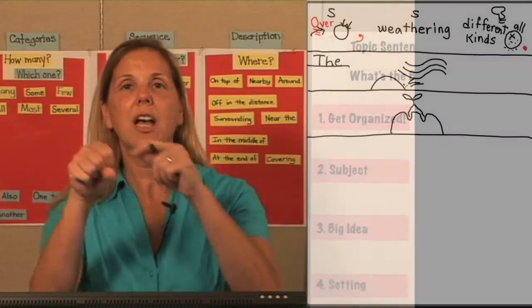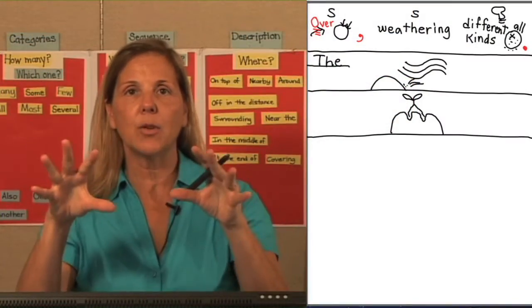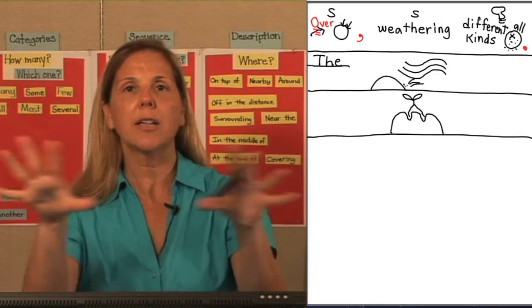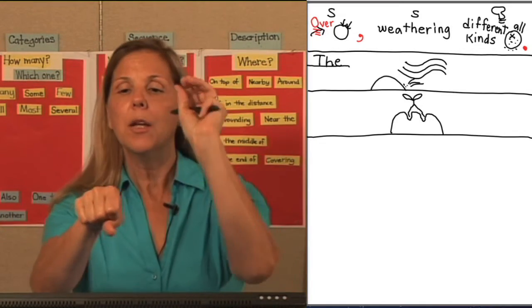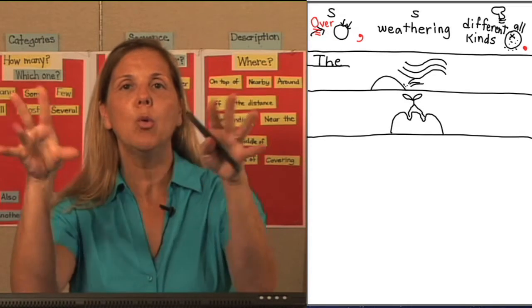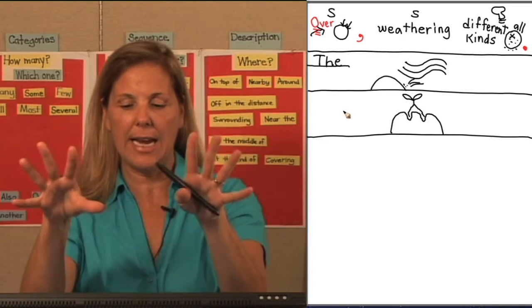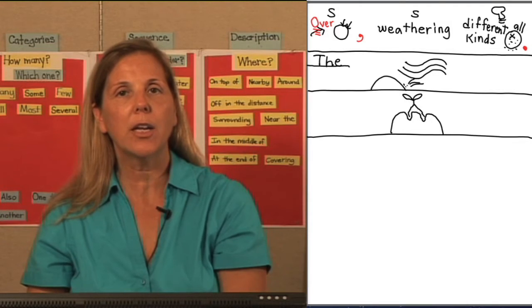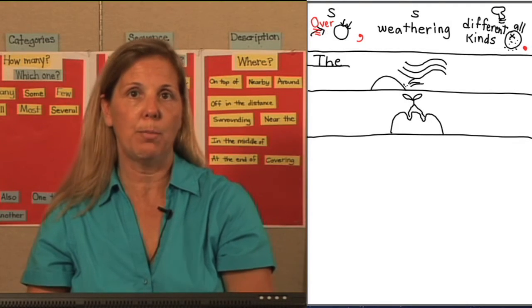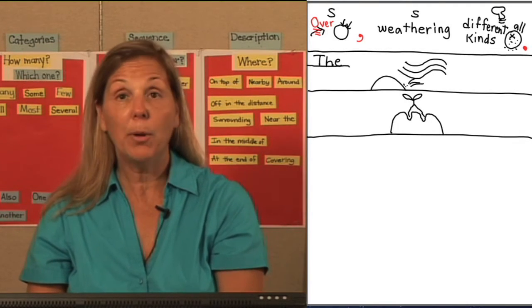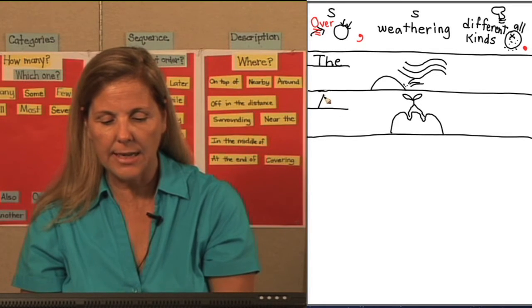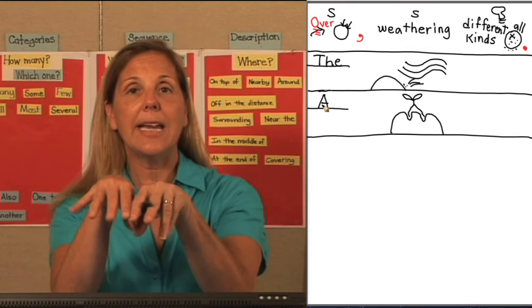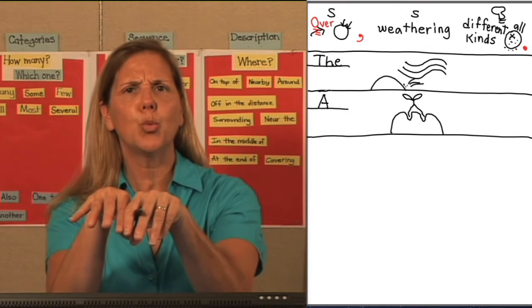Ready? Over time, on the planet Earth, different kinds of weathering make all types of rocks change or disintegrate. The wind pounds on rocks, blowing away tiny grains of sand. What are we talking about here? The roots of a plant. All right, so a plant's roots. Let's go ahead and write the word a there to start our sentence. A plant's roots, what do the plant's roots do?